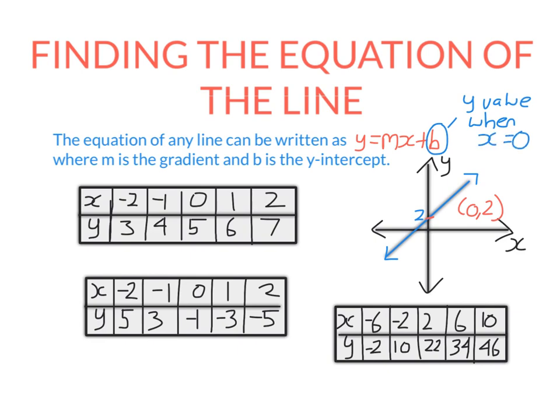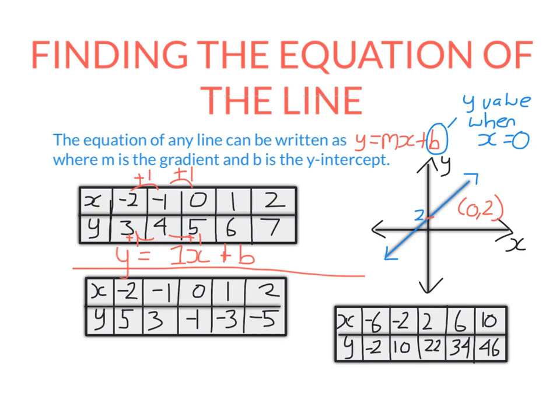So let's look at this first table of values here. We're going to find the equation linking x and y. So it's going to be y equals something times x, gradient times x, plus y-intercept. So, what is the gradient? Well, the gradient is the rise over the run. Another way to look at the gradient, it is the number that y increases or decreases by each time x increases by 1. So, each time here you can see x is going up by 1, y is also going up by 1. So that means the gradient is 1.